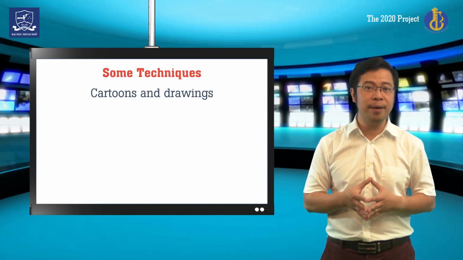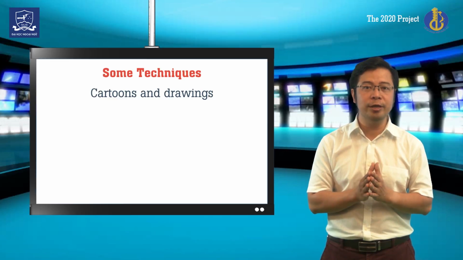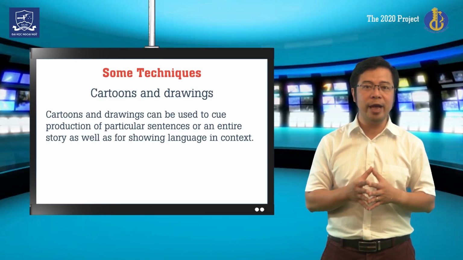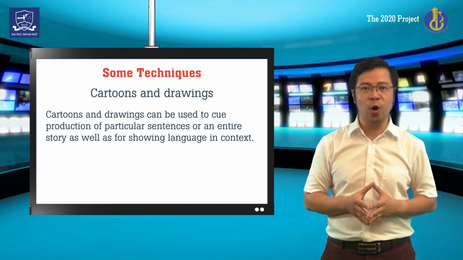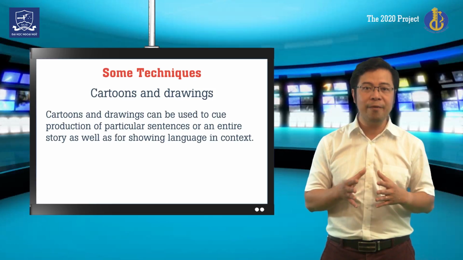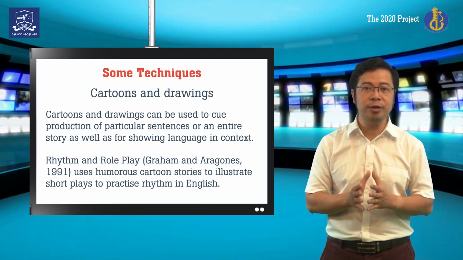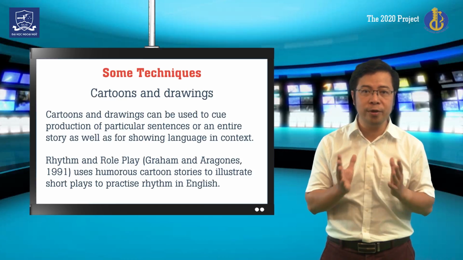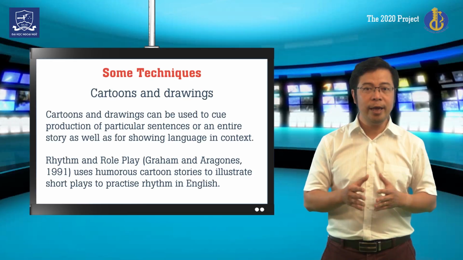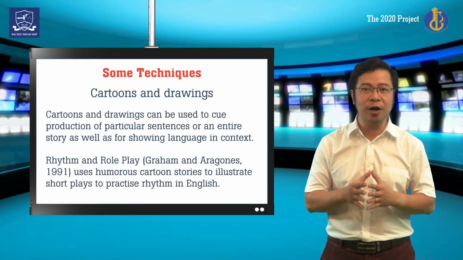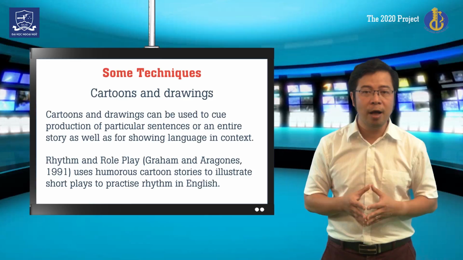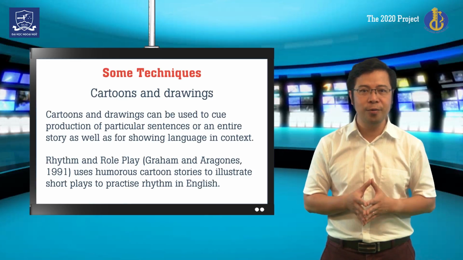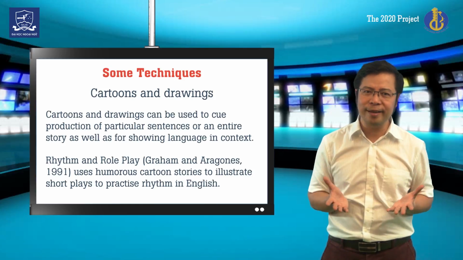Cartoons and drawings can be used to cue production of particular sentences or an entire story, as well as for showing language in context. Rhythm and roleplay uses humorous cartoon stories to illustrate short plays to practice rhythm in English. In the description or analysis stage of teaching a particular feature, cartoons can be shown for the students to read and analyze. What's going on here? What's funny?